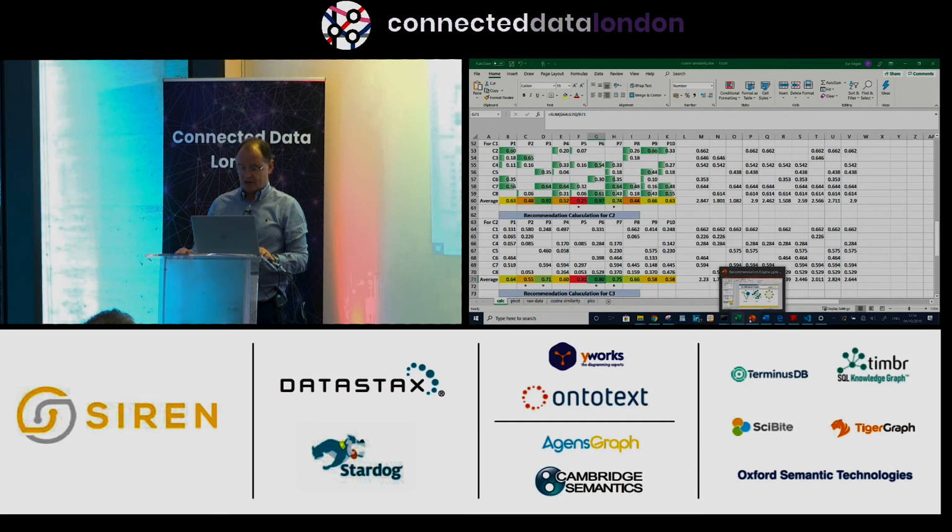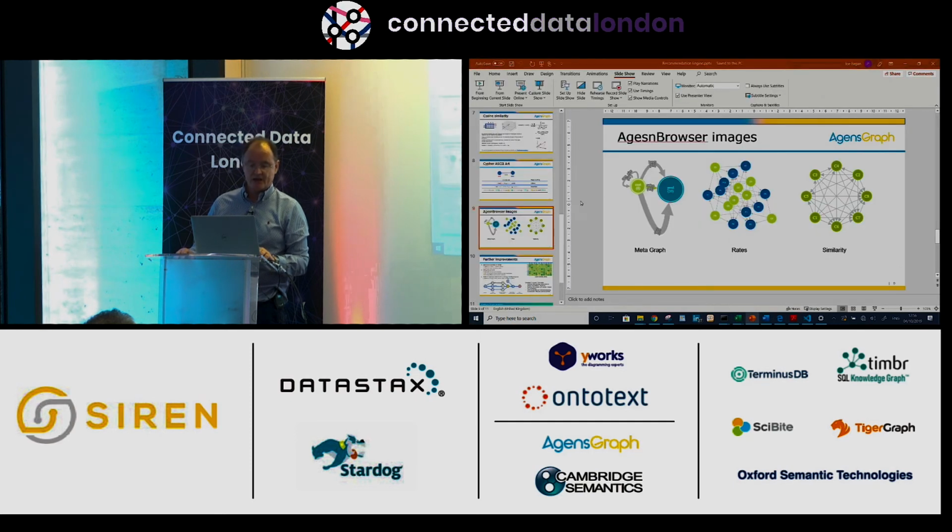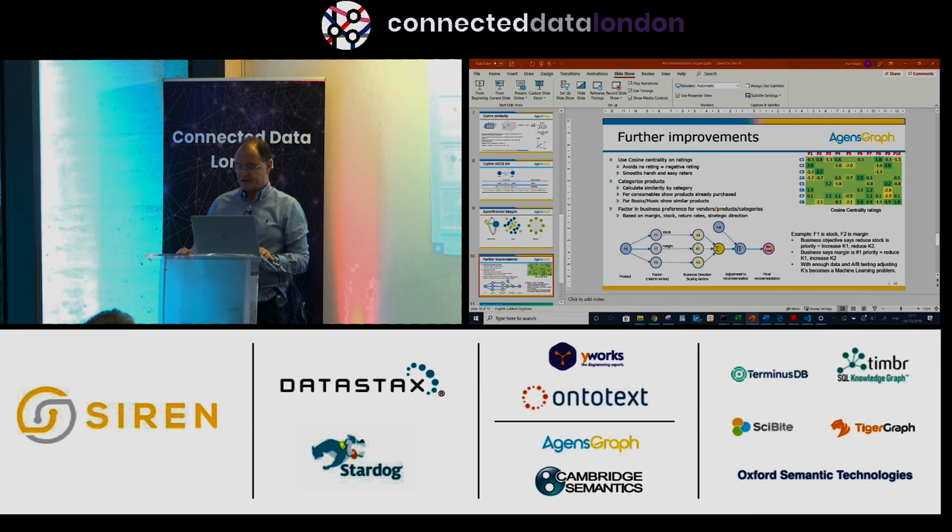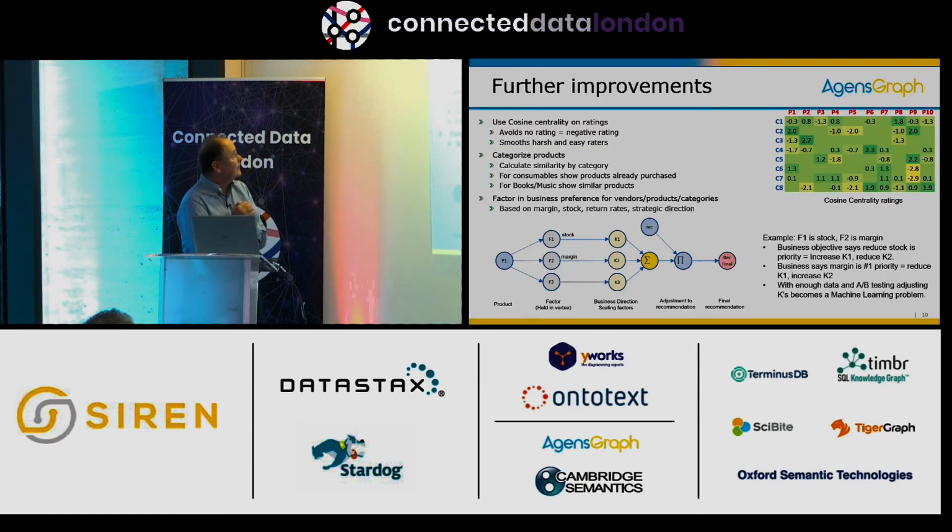Okay, so the next thing to do would be just to consider how I would improve this, because it is a little bit naive. Now, I completely get that. The first thing I'd do is use cosine centrality on ratings. The reason is, if a customer didn't rate a product, I essentially took that to be a rating of 0, and that's just not fair. Number two, using cosine centrality avoids no rating, but it also smooths harsh and easy raters.